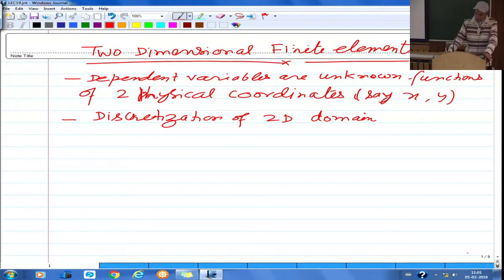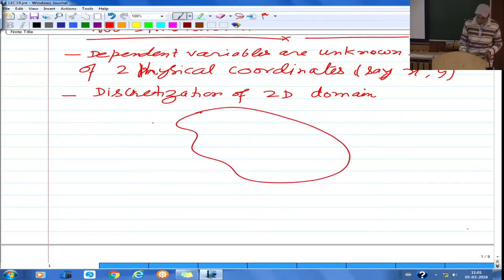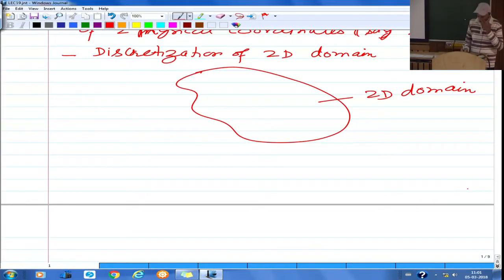And when we talk of discretization of a two-dimensional domain, the domain can actually be arbitrary. So let us say that we have this as a domain for which the problem has to be solved. And discretization means we are dividing this into smaller subdomains. So this is a 2D domain.